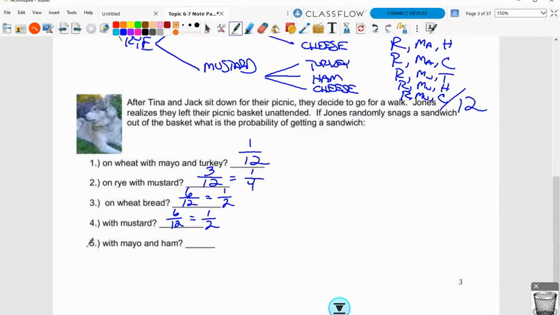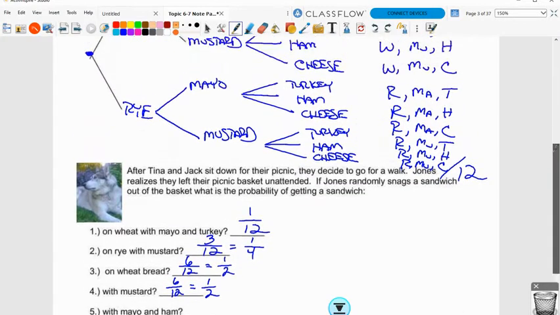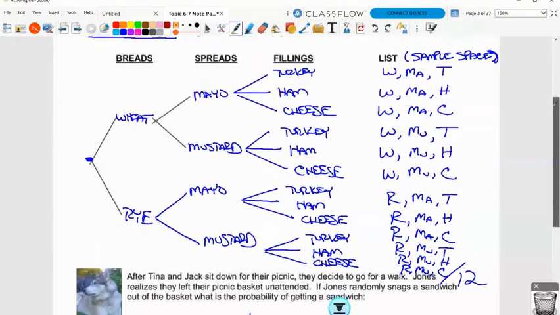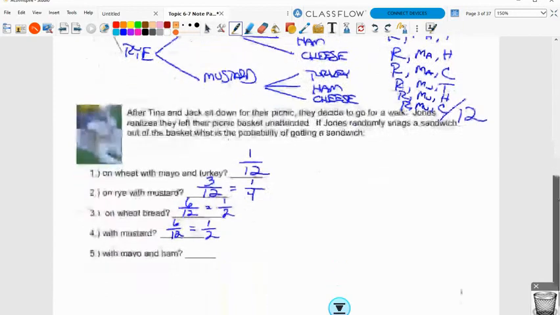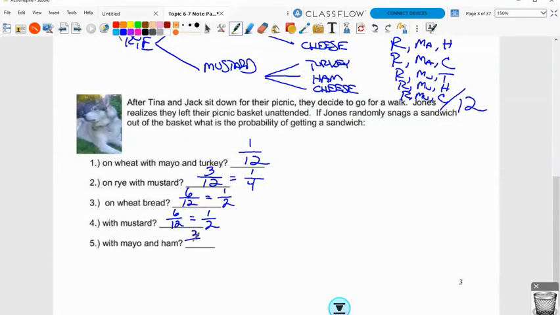And finally, we need a sandwich that has mayo and ham. Notice they didn't say what type of bread. So it could be either wheat bread or rye bread. Mayo and ham, there's one right here that's on wheat bread. Mayo and ham, there's another one down here that's on rye bread. None of the others have that, so that's going to be 2 out of 12, which you could then simplify down to 1 out of 6.